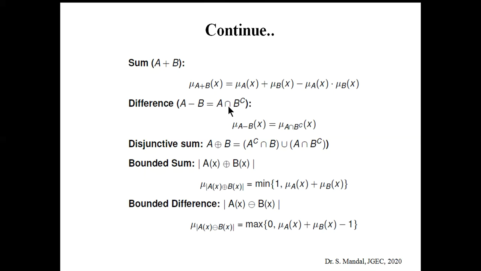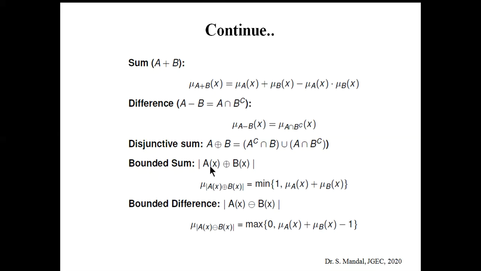Whenever we are trying to find the difference between a fuzzy set a and a fuzzy set b, that will be a intersection b complement. So mu a minus b of x is nothing but a intersection of b complement of x. Now the disjunctive sum, that is a complement intersection b union a intersection complement of b.